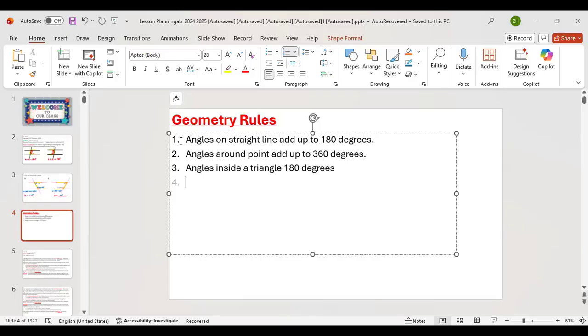The fourth one was angles inside a quadrilateral add up to what?